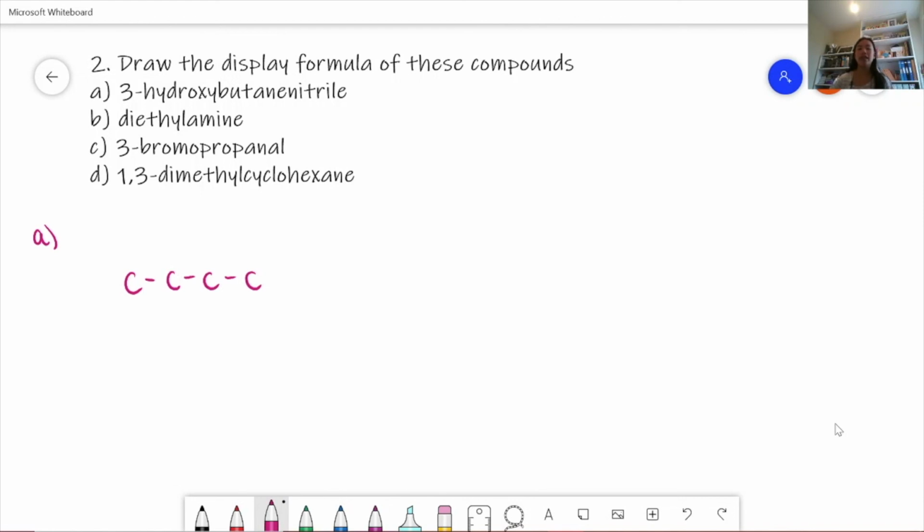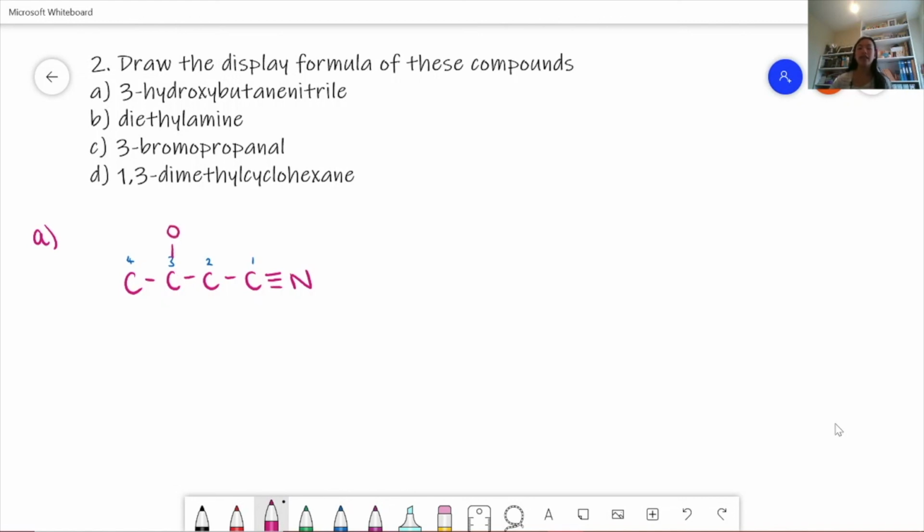And because it's a nitrile, all nitriles have the triple bond carbon-N on the end. And so we have a triple bond to a nitrogen on the last carbon, and this automatically gets the number 1. So this carbon is the first carbon, and then this is the second, the third, and the fourth. And because we've got 3-hydroxybutanenitrile, that means the third carbon is the one which we have the OH on.